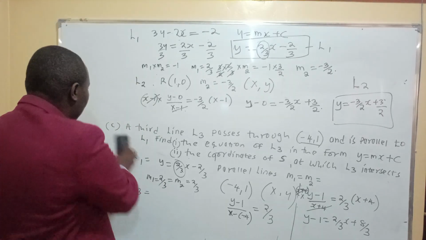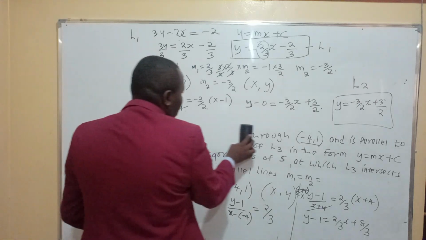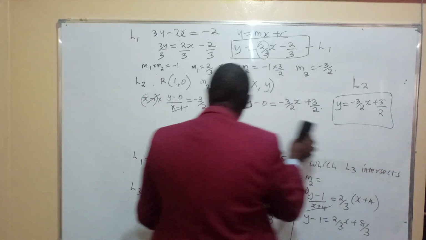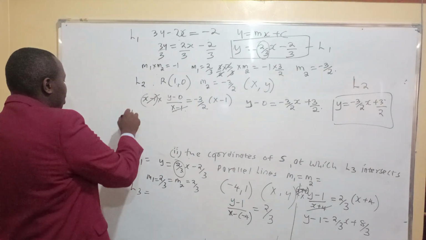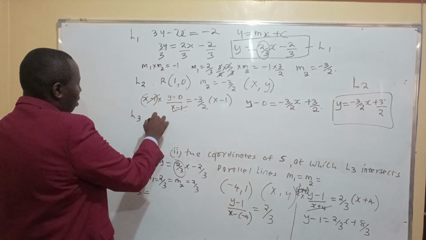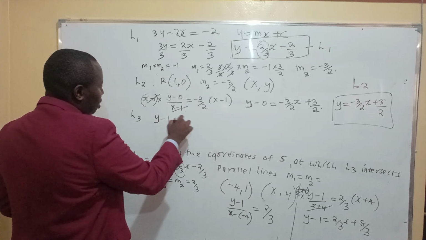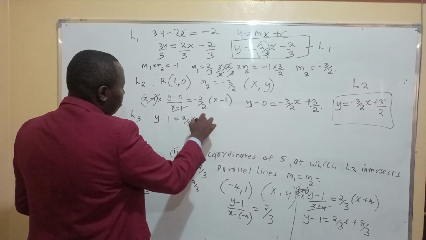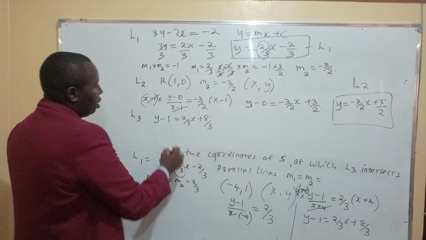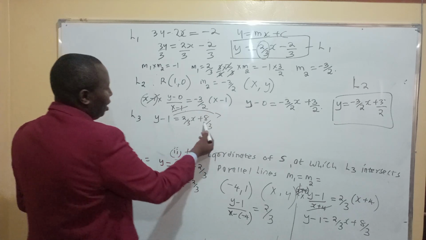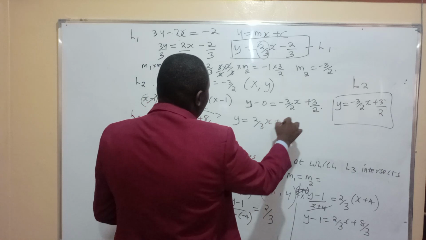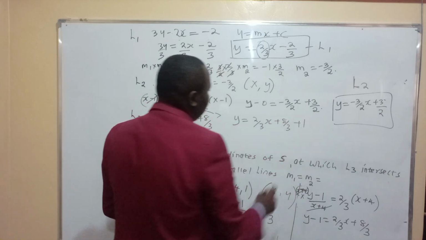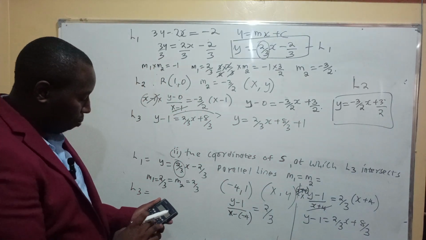You can even do it here. We want the line L3. So our L3, in this case, is y minus 1 is equal to 2 over 3x plus 8 over 3. Take the minus 1 to the other side, where it becomes plus. y is equal to 2 over 3x plus 8 over 3 plus 1.